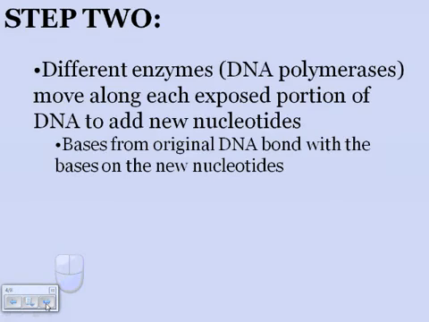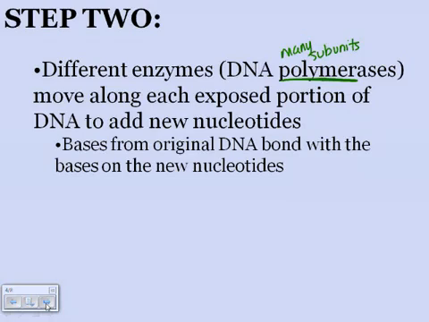Step 2 is that there's going to be a new enzyme. This one is going to be called DNA polymerase. Remember, a polymer. We had that in the biochem unit as well. Polymer meaning many subunits, a monomer being a single subunit, a polymer being many subunits joining together.